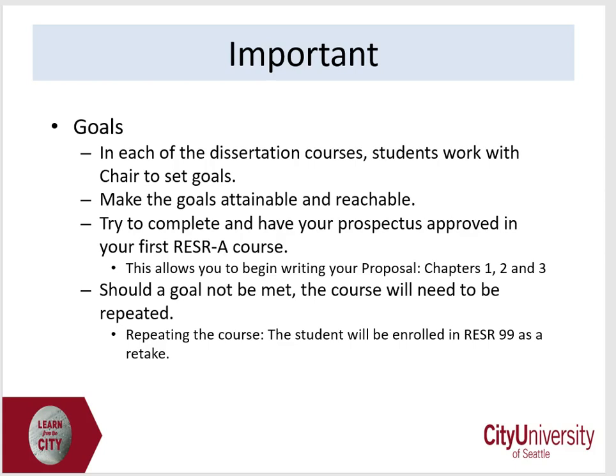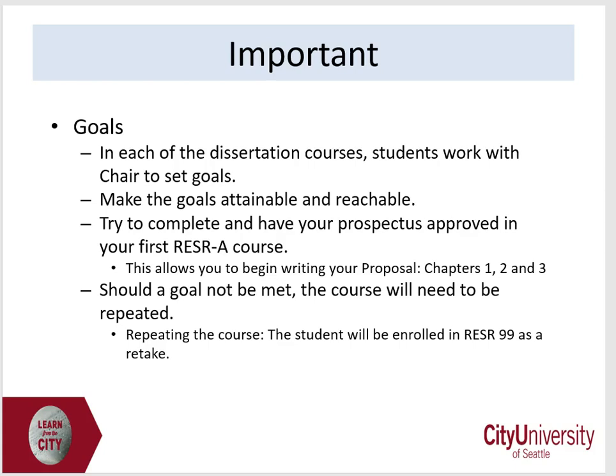And the prospectus, to give you an idea, is really to be finished in Research 694A. If you don't happen to finish it, you'll take A over in the sense that it will be RESR 99. It'll be kind of like you're taking it over, but it won't be called A anymore. It'll be called 99. So that would be the goal: finish the prospectus.